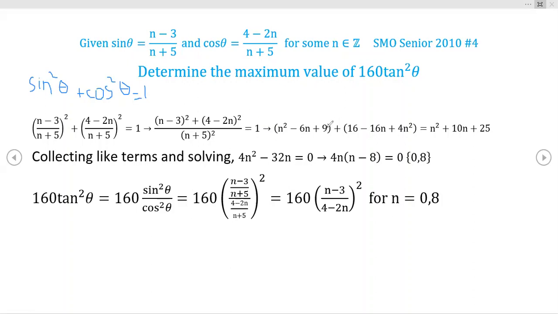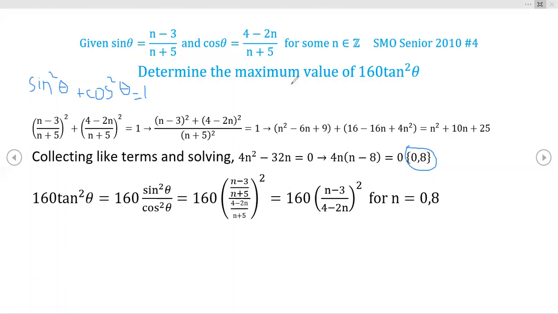The rest of this is fairly standard. We just collected like terms. You can see that a lot of stuff does cancel. These problems are designed to work, I've always said. 9 plus 16 is 25, which cancels with this. So we're left with a very easy to factor expression right there. And it does factor, and we get the two values of n. I like to write it in solution set notation. It's understood that we're looking for n. So we get n equals 0 and 8, as you can see from this factored expression.